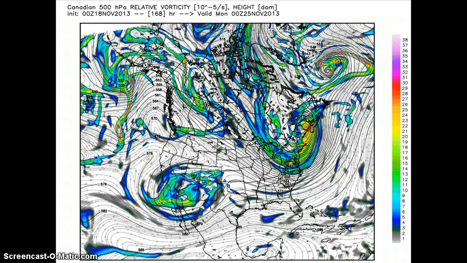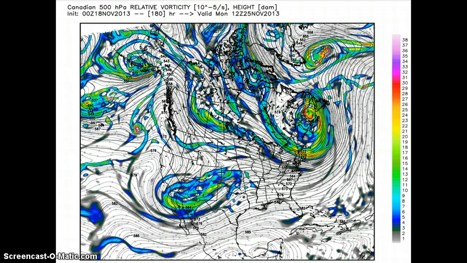Hey, just a quick video here to show you the differences between the Canadian model and why it's showing what it's showing, and the European model, and what I'm talking about as far as the difference in phasing. So we're going to start here at 168 hours in the Canadian, and here we have our southern branch feature out here, and we have a northern branch feature coming down like that.